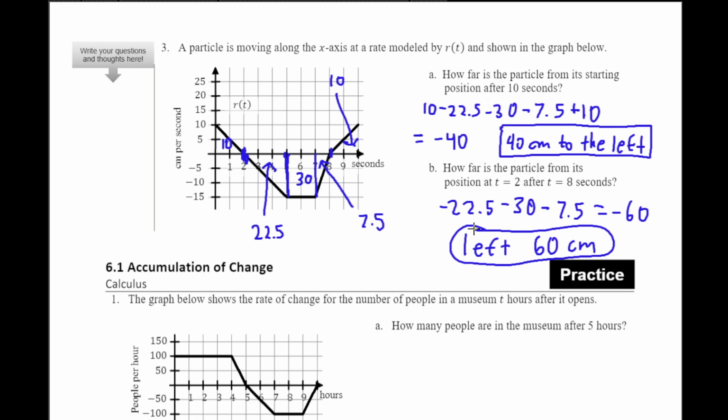Again, we know the unit here is centimeters because we have centimeters per second times seconds, and that gives us just centimeters.